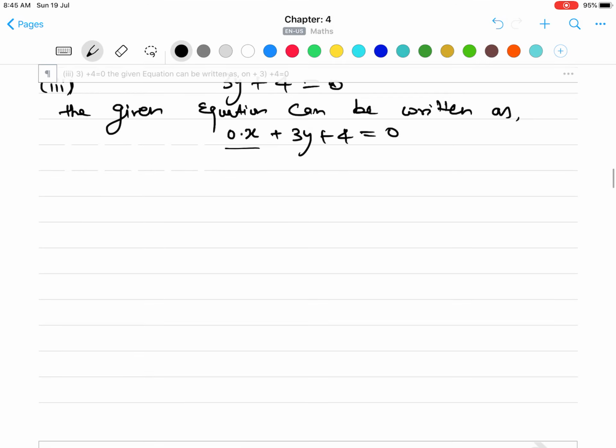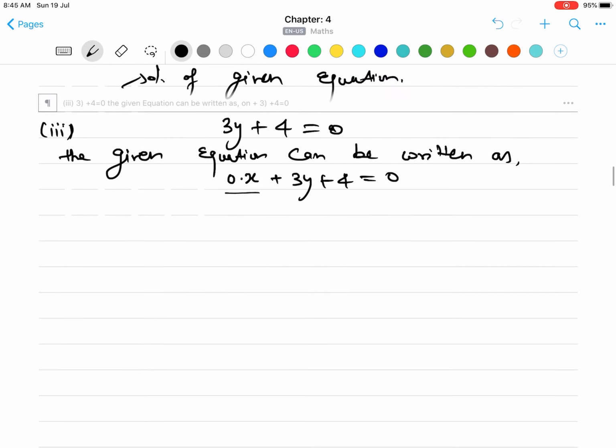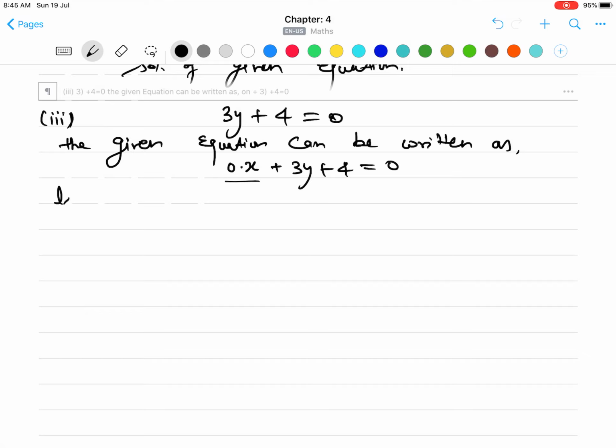Okay, so the coefficient of x is already 0, so we will not assume any value for x. So let's take x equals 0, then our equation will become, since we already have 0 here, 0 multiplied by 0 plus 3y plus 4 equals 0.